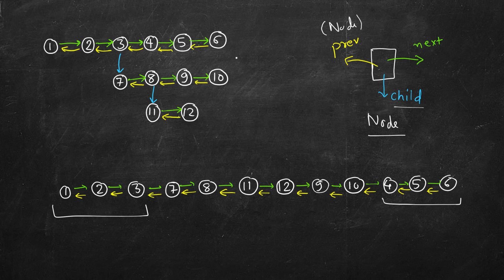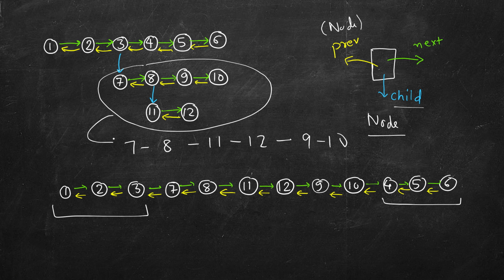So you can see a recursive solution coming out here. It will call flatten on its children, and this child may itself be a multi-level linked list. It will again see that 8 has a child, so it will call flatten on this. Now this is already flattened, so it will directly get inserted. So this will become 7, 8, then 11, 12, then this 9, 10 will follow. So this is flattened to this.